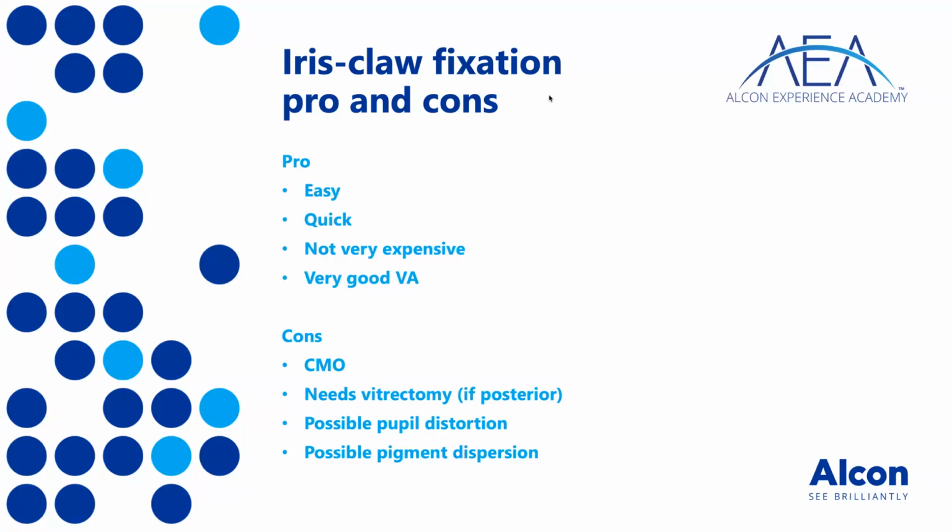It's also not very expensive, because Artisan lenses are more expensive than a standard 3-piece lens, but definitely less than a Carlevale lens. So this is something, again, which may or may not be of interest to you, but it's something to be taken into consideration. And the result usually is a very good visual acuity. Now, I have a small trick to tell you, and then I've seen a question coming through which I didn't manage to read, so we will go to that in a second.